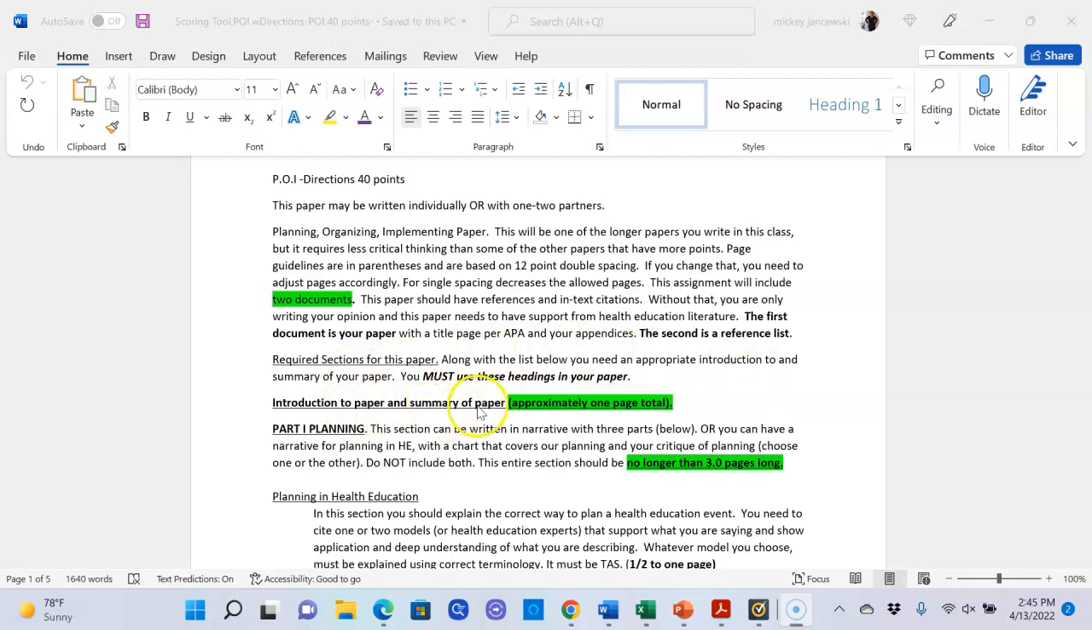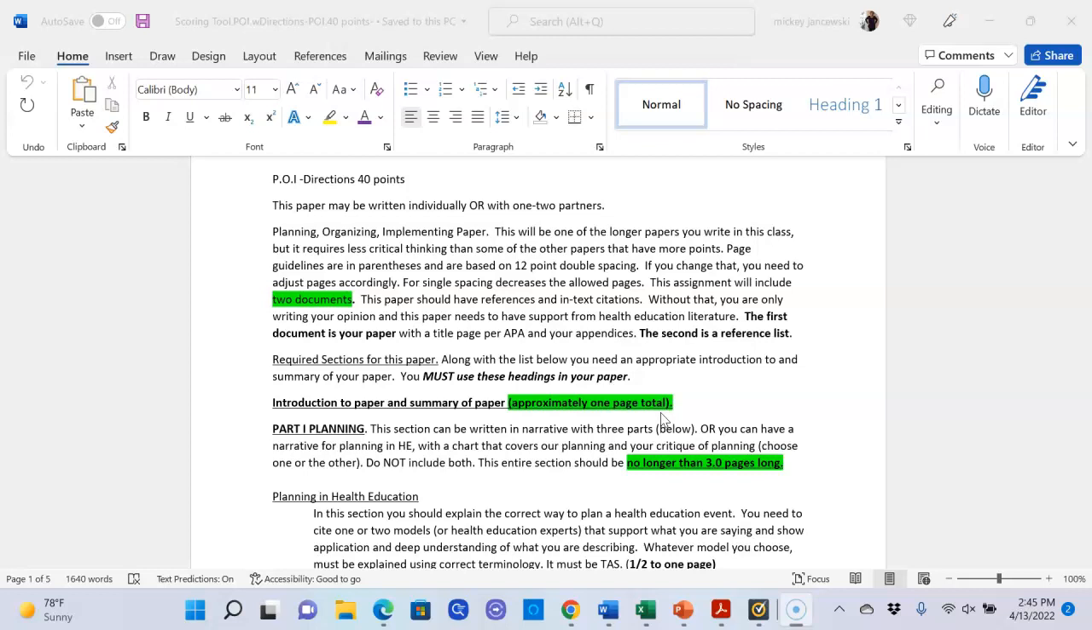The first thing is an introduction to your paper, and at the end of your paper, you'll have a summary of your paper. These are required headings in your paper. So in the summary, you should talk about planning, organizing, and implementing to some extent, possibly the importance of it, and then you should introduce the paper by identifying the headings of the paper.